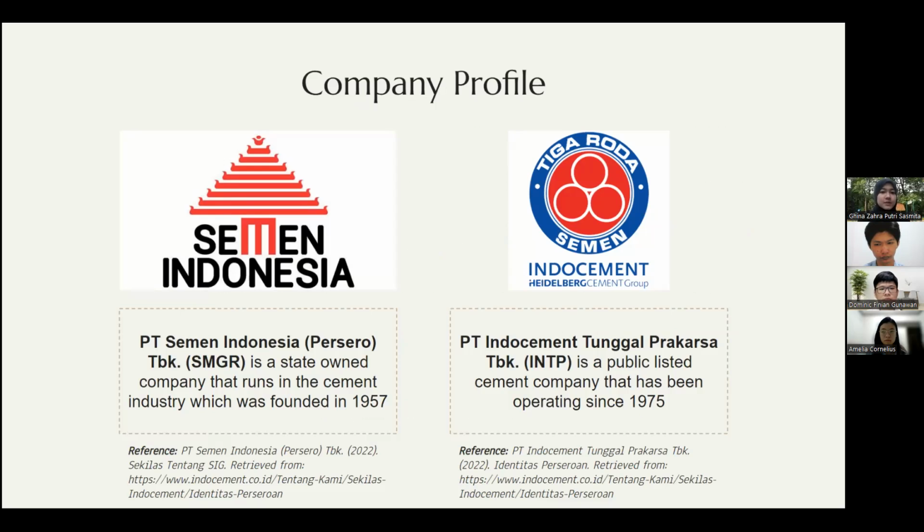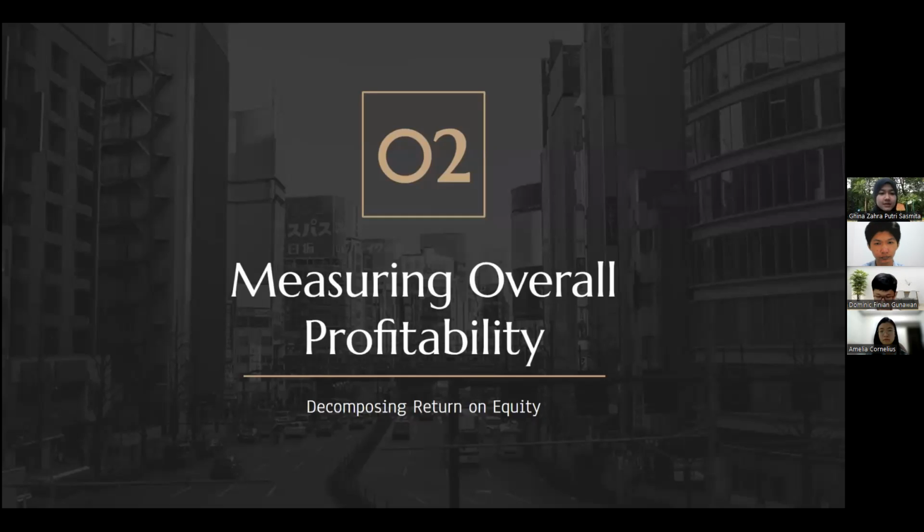Here is the company profile that we're going to use in this video, where we use Semen Indonesia or SMGR and Indocement Tunggal Prakarsa or INTP, which both run in the cement industry, where SMGR is a state-owned company that has been run since 1957, while INTP is a publicly listed cement company that has been operating since 1975. The first one I'm going to discuss is profitability.